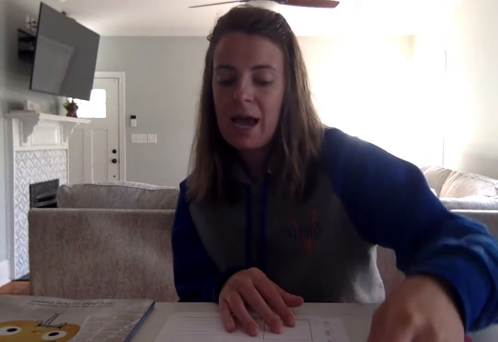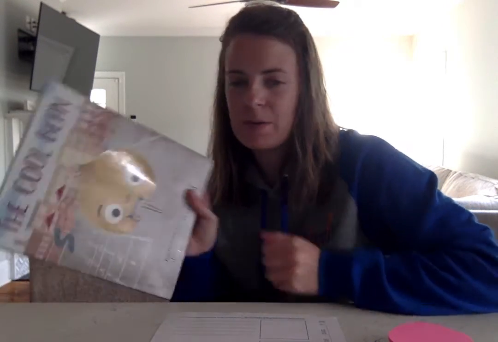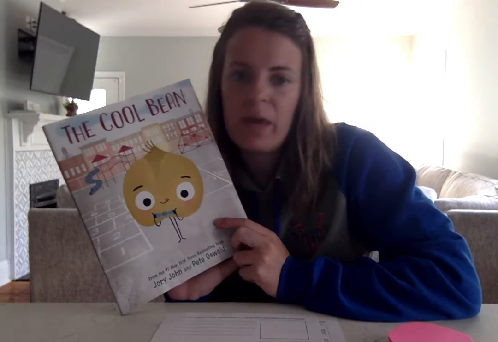So from each one of these words, the student would pick the first word, and then they would make a partner prediction. I want them to draw a picture. And after they've looked at the cover of the book, and thought deeper about what we think this book will be about, The Cool Bean, what would that be about? I'd want them to do partner predictions together.